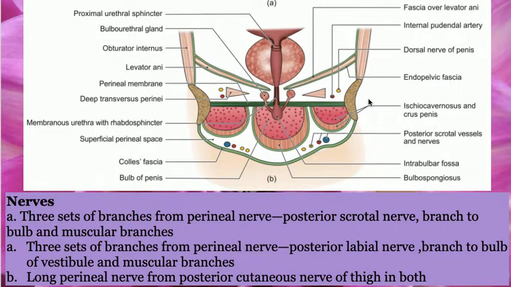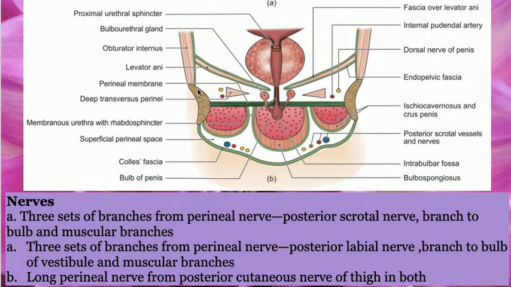Okay, so again, I'd like to repeat. This is the perineal membrane. This is the Colles fascia over here. This entire area is the superficial perineal pouch. It contains the muscles, okay, the ischiocavernosus and the crus of the penis in case of males, right? We also have the intrabulbar fossa, the bulbospongiosus, right?